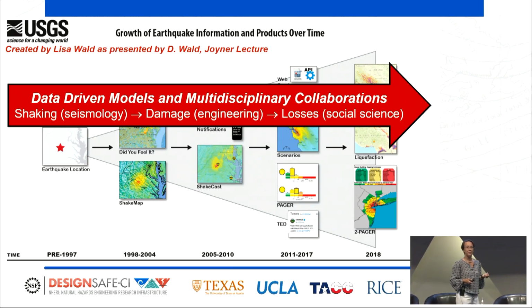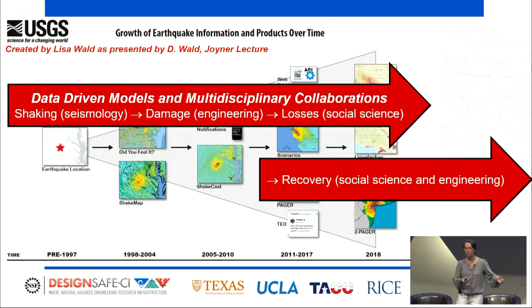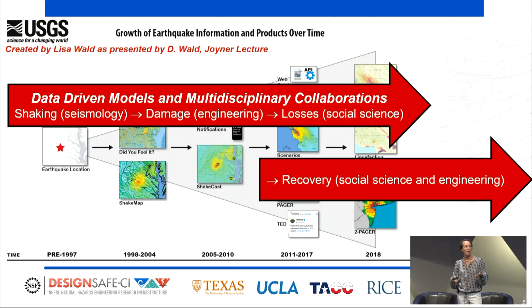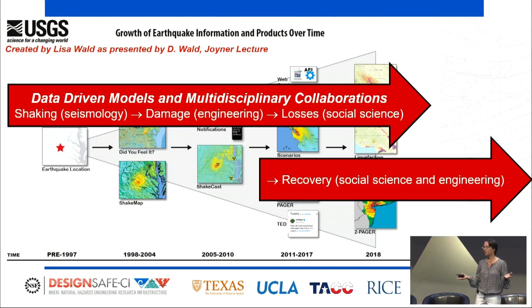And although I don't think we do a good enough job with that now, we need to take that to the next level and think about recovery. How after this event can the social scientists and engineers better understand recovery? And as we heard earlier today, let's also think about before the event, mitigation and adaptation.